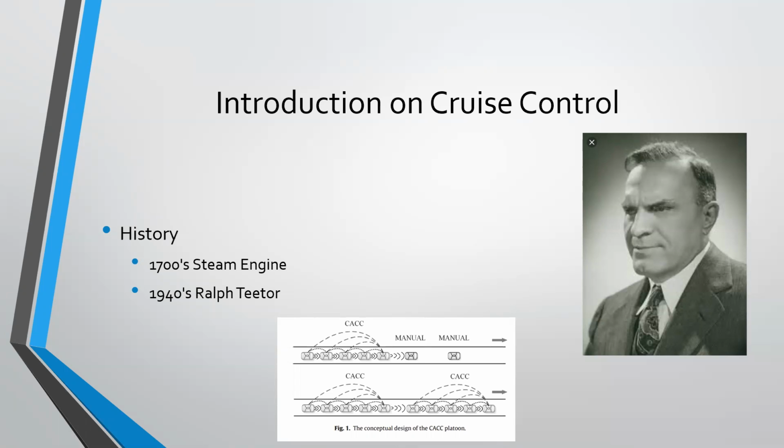A mechanical engineer named Ralph Teeter patented the first design in the 1950s. Ralph Teeter was blind and therefore needed to be driven around by his lawyer. Teeter would become nauseous and frustrated with the non-consistent throttle input his lawyer drove with, and thus the idea for passenger cruise control was born.